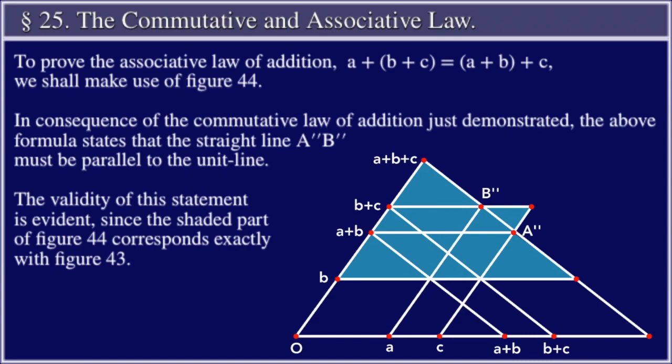To prove the associative law of addition, a plus the quantity b plus c equals the quantity a plus b plus c, we shall make use of figure 44. In consequence of the commutative law of addition just demonstrated, the above formula states that the straight line A''B'' must be parallel to the unit line. The validity of this statement is evident, since the shaded part of figure 44 corresponds exactly with figure 43.